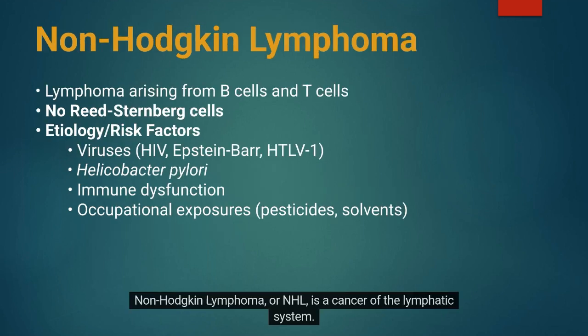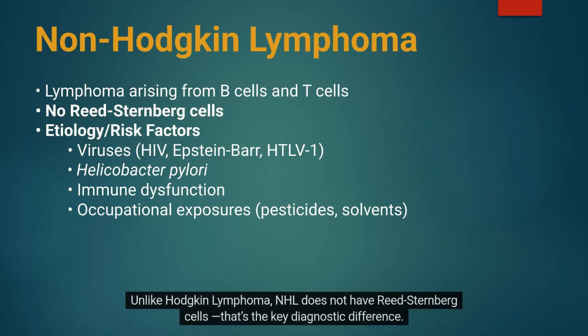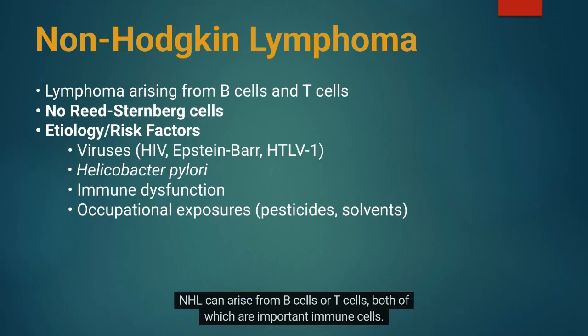Non-Hodgkin lymphoma, or NHL, is a cancer of the lymphatic system. Unlike Hodgkin lymphoma, NHL does not have Reed-Sternberg cells. That's the key diagnostic difference. NHL can arise from B cells or T cells, both of which are important immune cells.